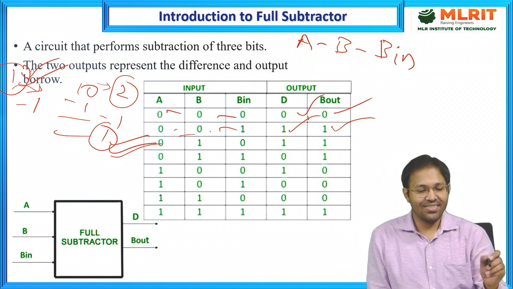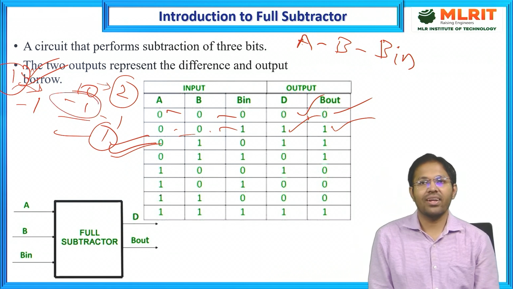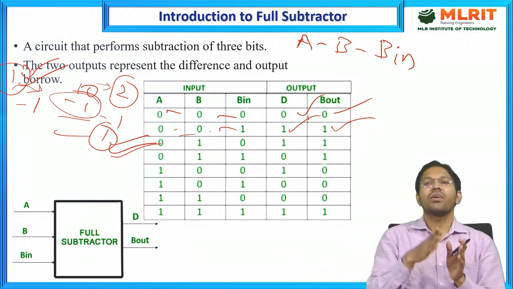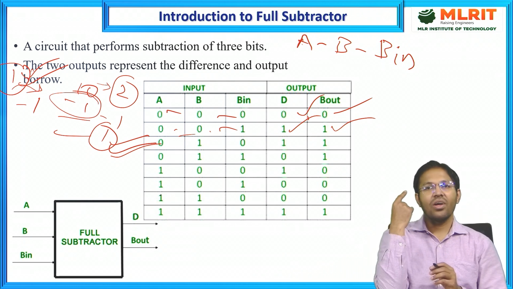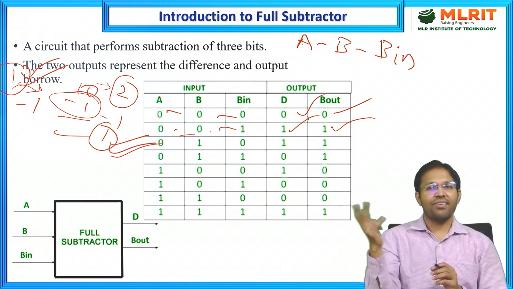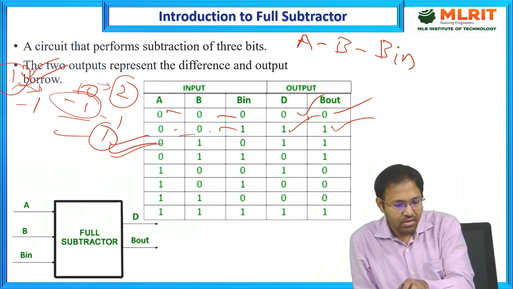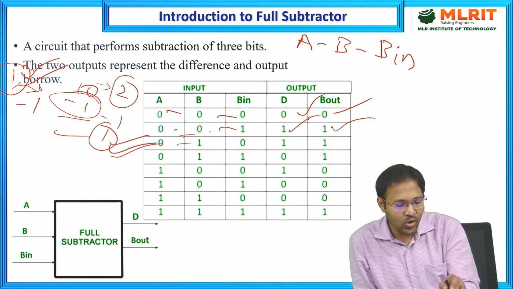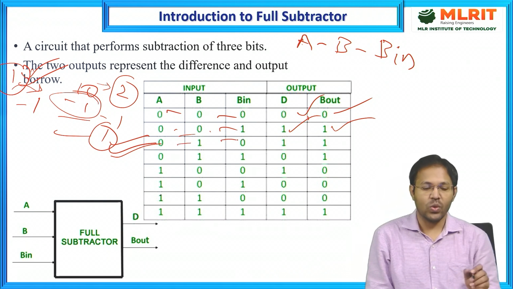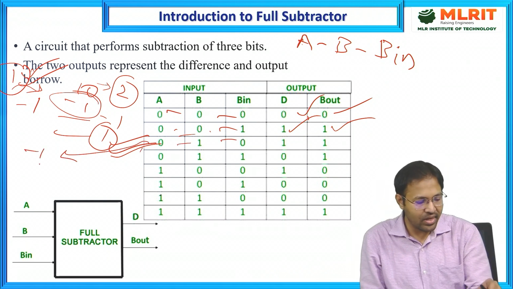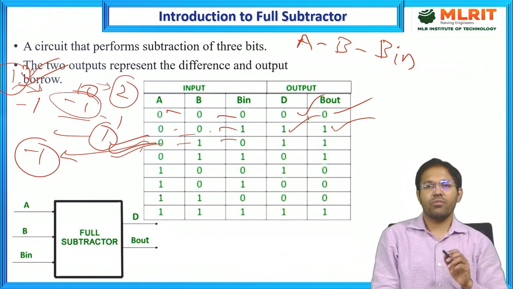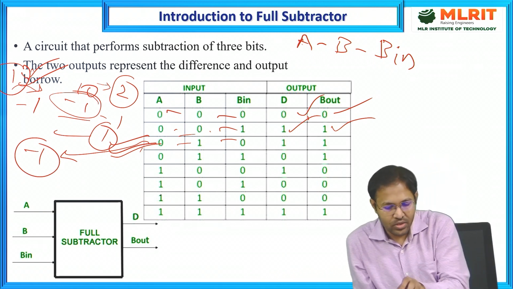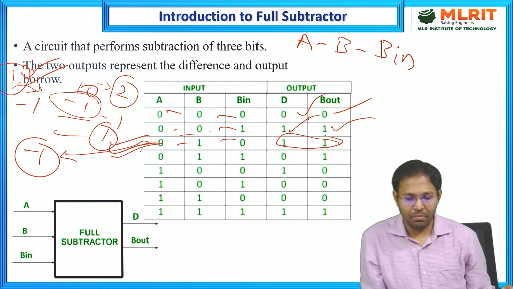That was the case when the result was actually minus 1. We can't represent minus 1, so we represent it as borrow 1, difference 1. So, that is what we had here. Now, let us look at the next case. 0 minus 1 minus 0 is again giving us minus 1. So, again we are supposed to have D 1, B out 1.